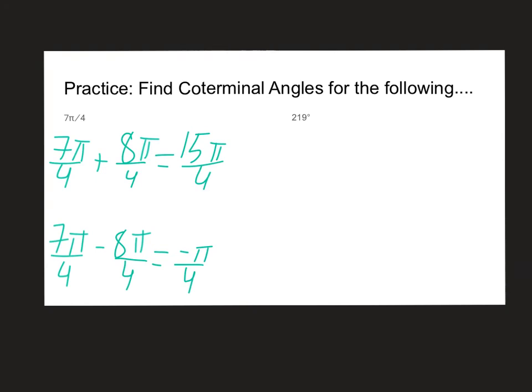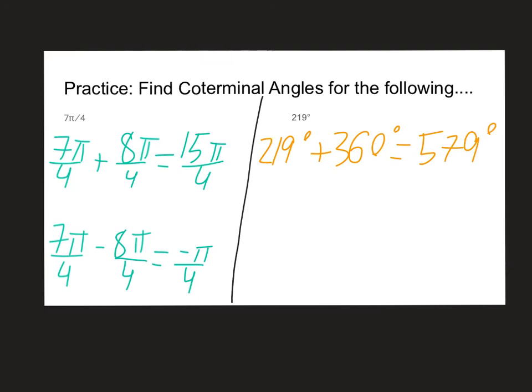Meanwhile, for our degree measurement, we have 219 degrees. We're going to add 360 degrees to it, and that'll give us 579 degrees. We're going to take our 219 degrees and subtract 360 degrees from it, and that'll give us negative 141 degrees as our second coterminal angle.